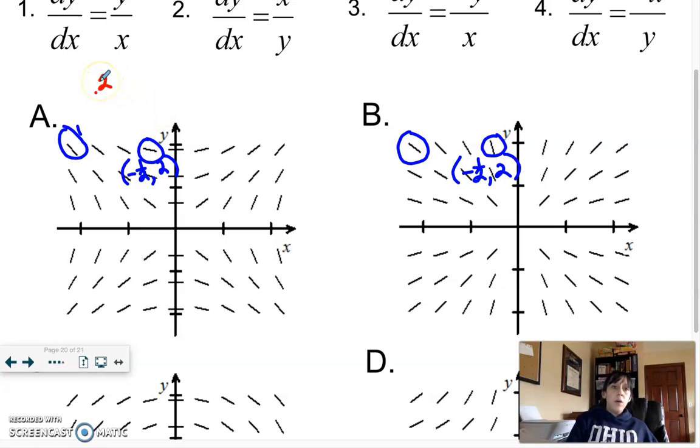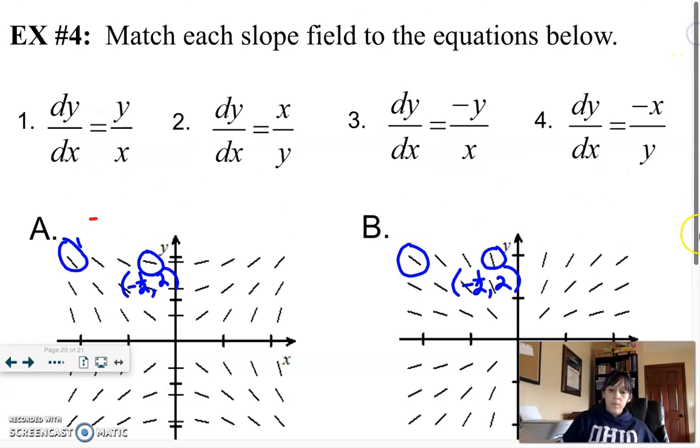The y over the x would give me negative 4. That doesn't look like negative 4. It's not nearly steep enough, and that would be for equation 1. But equation 2 would be the x over the y, which is negative 1/4. That looks like it's correct. So that means that equation 2 will match with graph A. And that means equation 1 must be graph B.